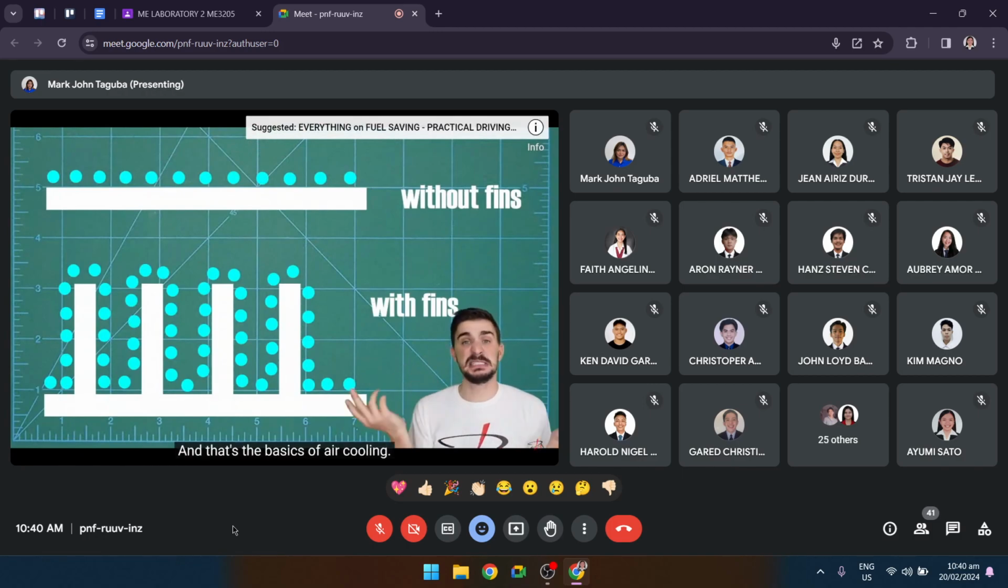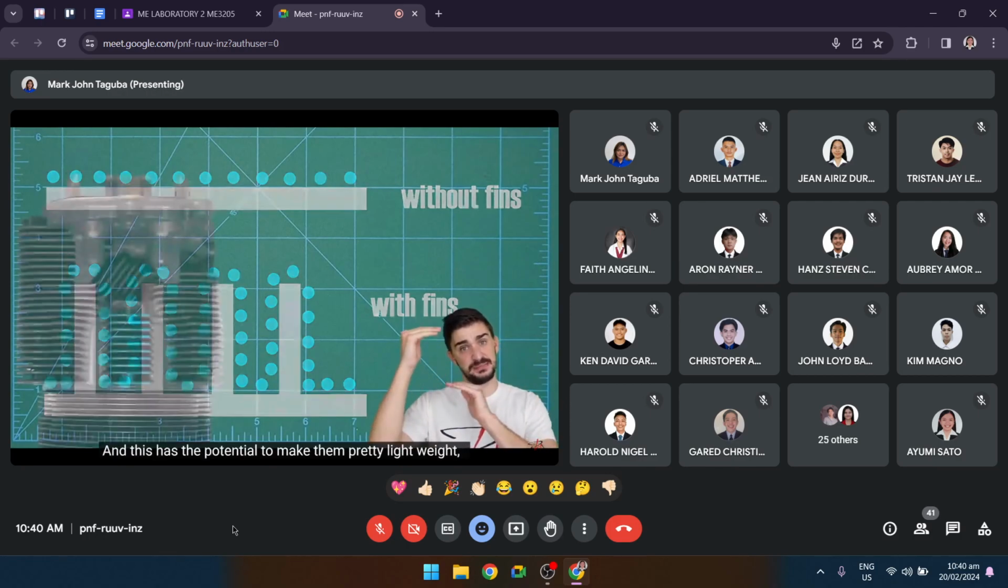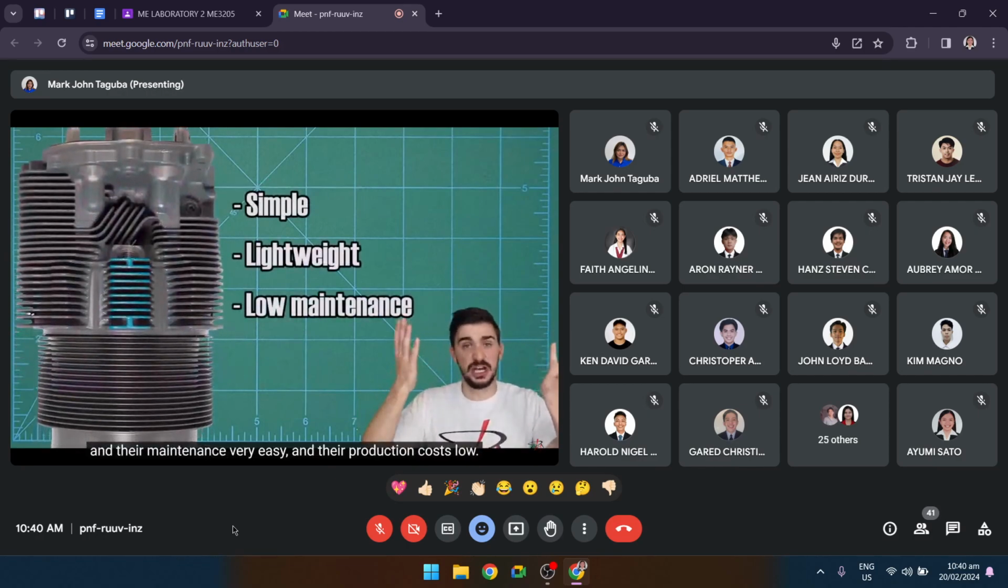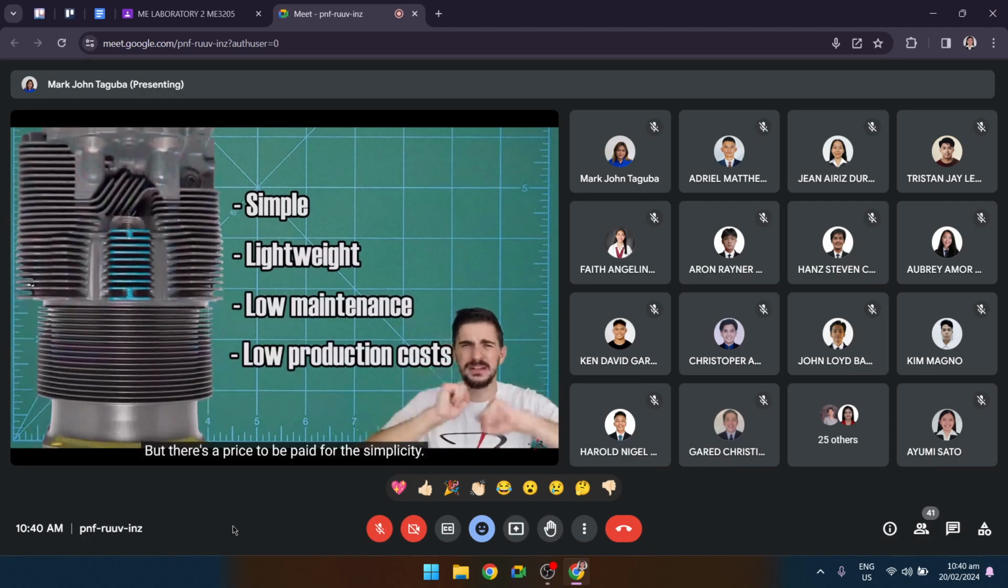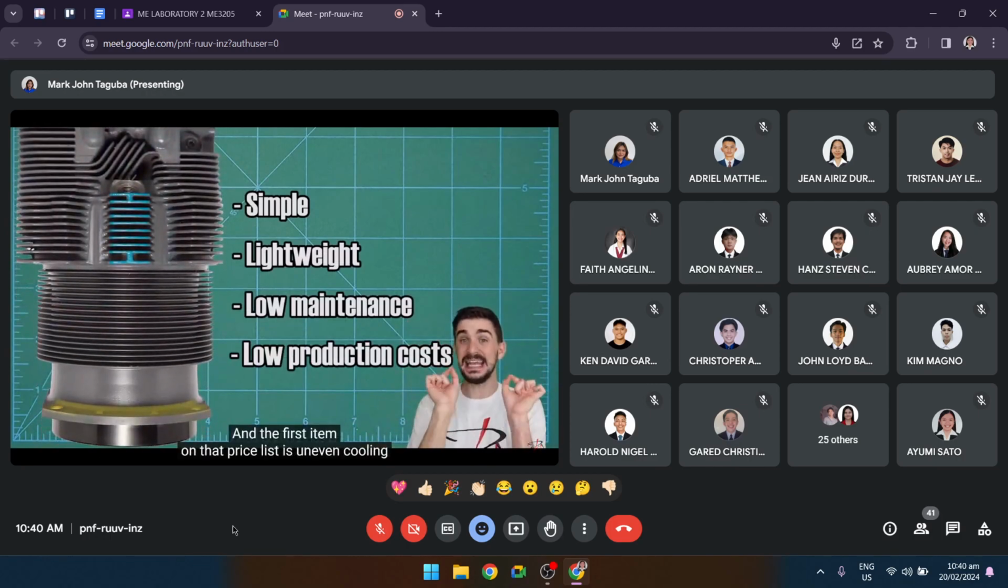And that's the basics of air cooling. Obviously, this makes air-cooled engines dead simple. And this has the potential to make them pretty lightweight and their maintenance very easy and their production costs low. But there's a price to be paid for this simplicity. And the first item on that price list is uneven cooling.